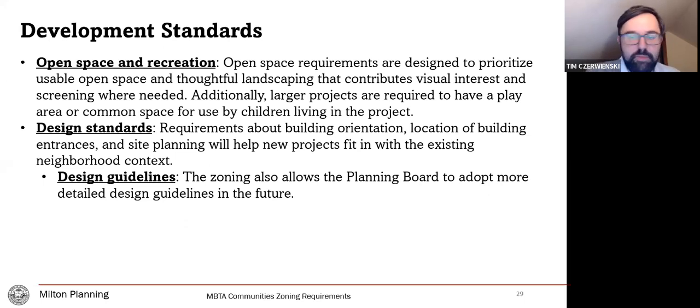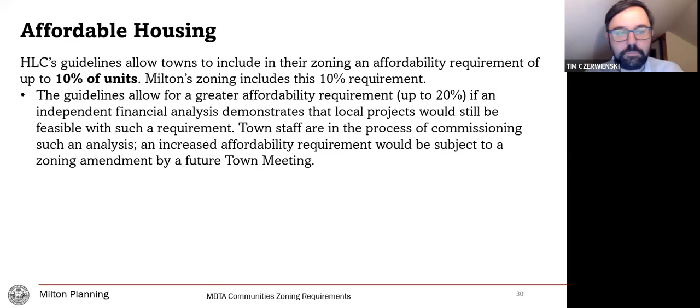There are design standards about building orientation, location of building entrances, and site planning that will help the planning board, again, shape these projects so that they're fitting into the neighborhood context. There are also provisions in the zoning for the planning board in the future to develop even more specific design guidelines, which are going to be tailored towards individual zoning subdistricts that can help them really drill down into the specific design context of these districts. And that's something that the planning board is going to have the discretion to do in the future, if this zoning passes.